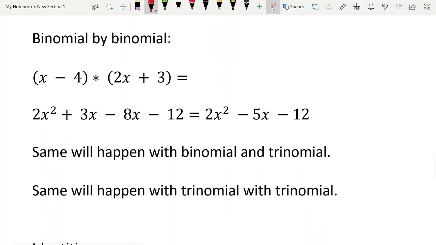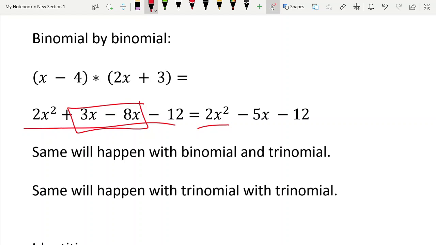Now, binomial by binomial is going to be the same as well. First, you multiply x with 2x, x with 3, then minus 4 with 2x, and then minus 4 with 3. Okay? So, I've multiplied them to get this: 2x squared plus 3x minus 8x minus 12. Now we have got like terms in the middle, so we can simplify that more, which will give us 2x squared minus 5x minus 12.